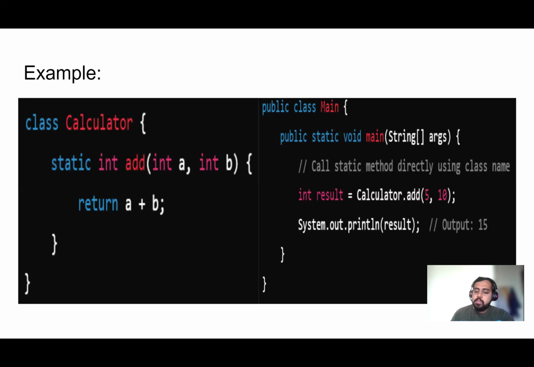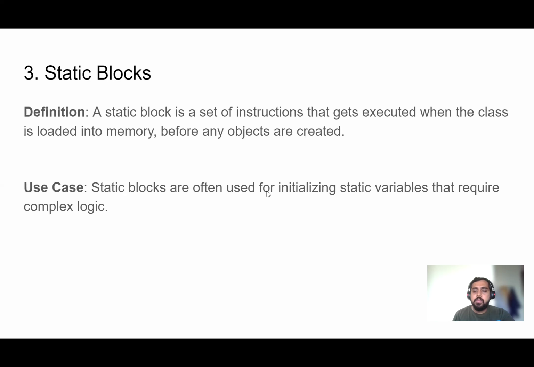Then, with the help of the object reference, we need to call that method. But this is a static method, so directly using the class name and the dot operator, I can address the method name, like dot add, and pass the values, and it will return a result. I can print the result here. 5 plus 10 is 15, so I get an output of 15. Okay, let's see what is next.